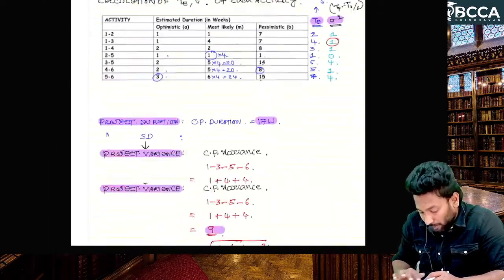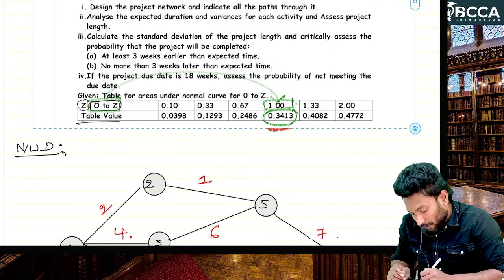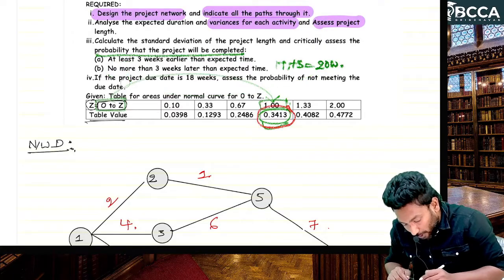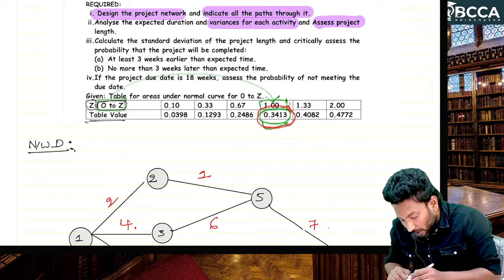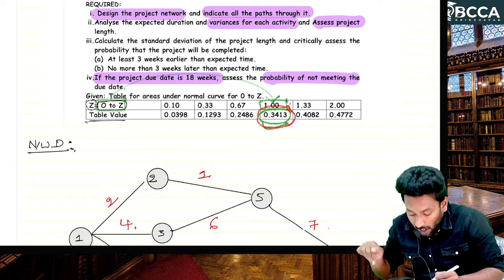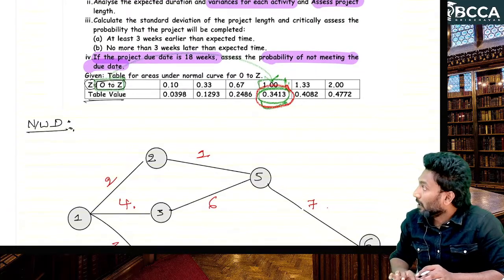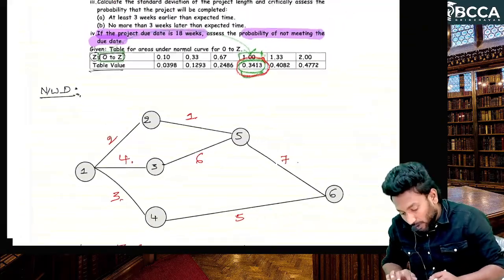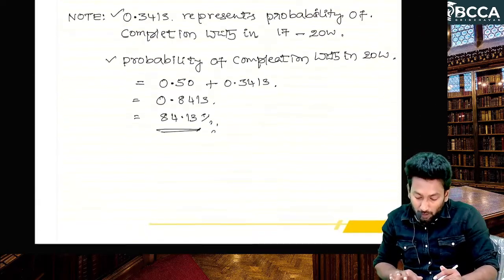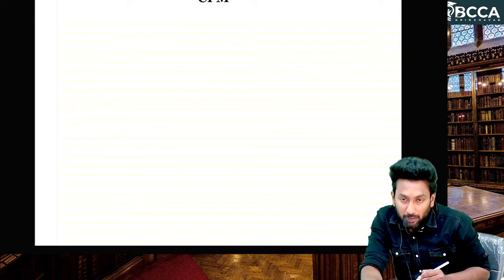Next point. See, read this point. If the project due date is, what is the project due date? 18 weeks. What is the probability of not meeting the due date? They are asking about not meeting the due date. So that means now 18 becomes our stipulated time.